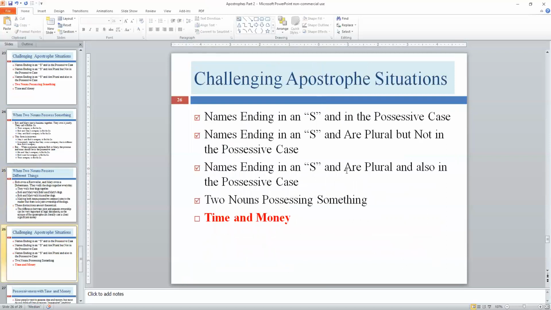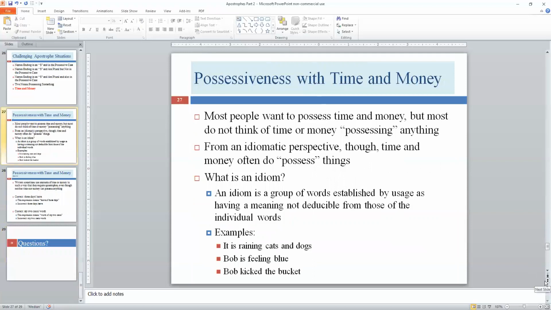Okay, so we've talked about the whole name problem, names that end in S. We've talked about when we have two nouns possessing something. And now we're going to talk about the last kind of challenging area, and that is time and money. This has to do with idiomatic expressions we have in English. We want money, we want time, right? We want to have those things, but we don't usually think about literally time possessing something or money possessing something.